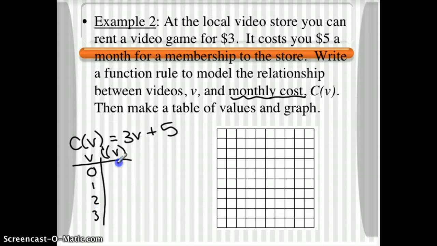If I don't rent any video games, I'm going to pay $5. For 1, I'd pay 3 times 1 plus 5 is 8, and 11, 14, just going up and up. Okay, and you're going to want to pick a good scale and make your table of values.